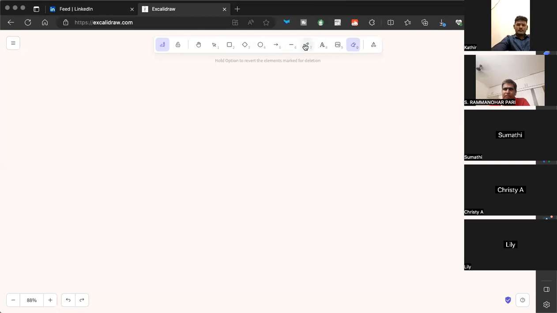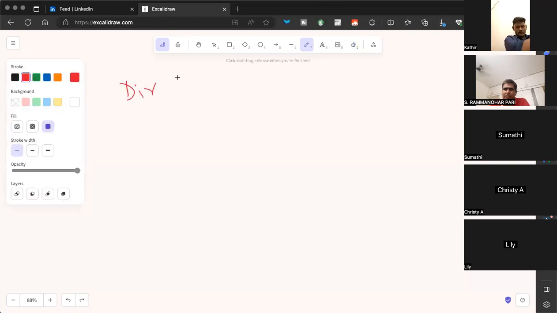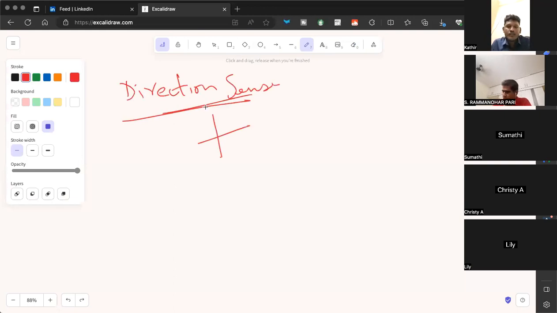Now we are going to go a little deeper. Today we're going to talk about direction sense. Sometimes they ask us questions based on directions. First, the basic cardinal directions we need to know. Top will be north. Down will be south. Left will be west. Right will be east. Whenever you have any kind of direction questions, first of all, draw this in a rough sheet.